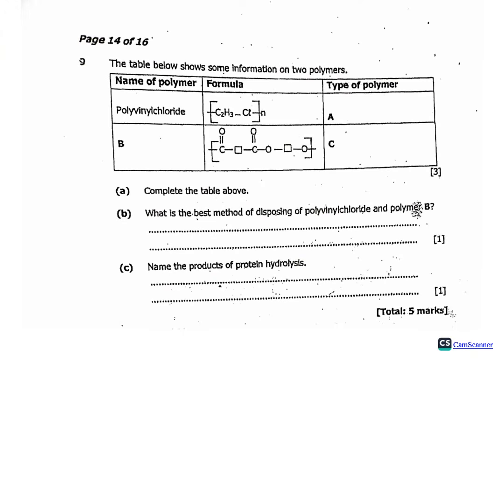Then let's look at the last question. Now the last question here, we are dealing with a question from organic chemistry. The table below shows some information on two polymers. The first polymer, polyvinyl chloride, PVC. Then the type of polymer. Polyvinyl chloride, PVC, or polychloroethene can be formed by addition of monomers. So this is an addition polymer.